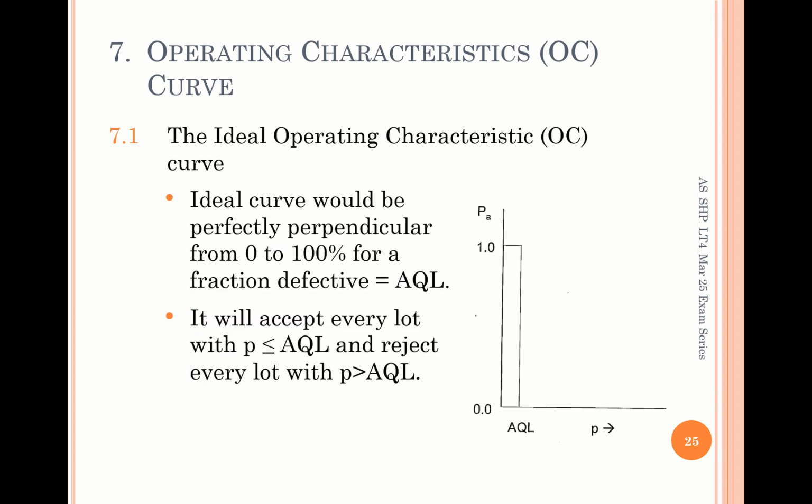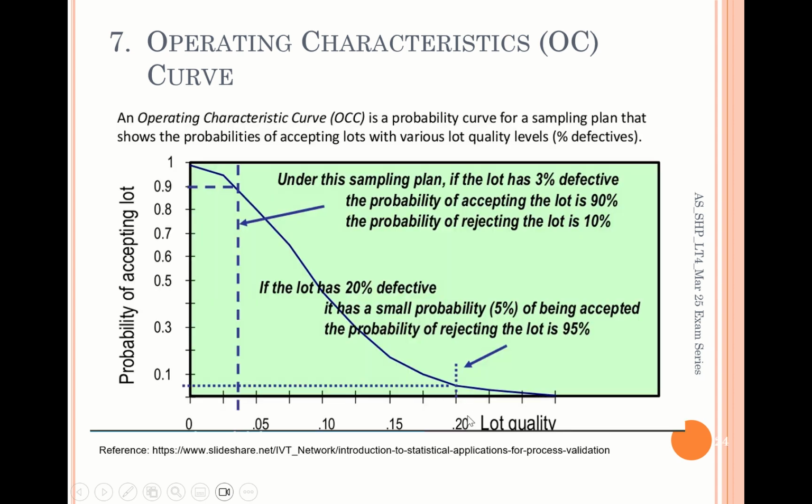This is the ideal OC curve, which is impossible. If it's the ideal OC curve, then it's either you 100% accept, or once there's a defect, you straight away go to 0%, no chance for you to accept. But there's no such thing. So it's either 100 or 0%, that's it. But in real life, there's always a chance. So this is the one.